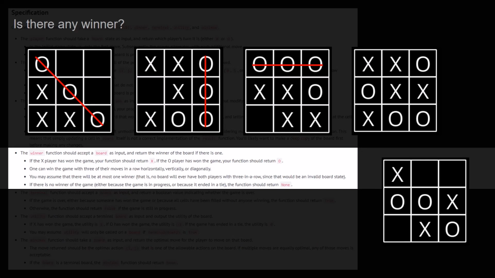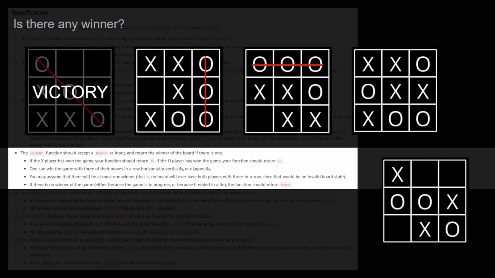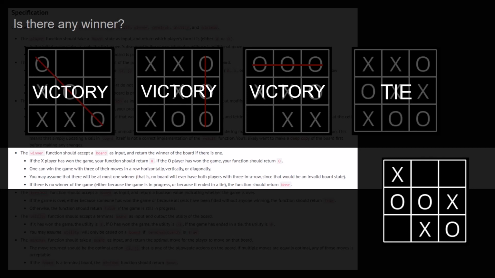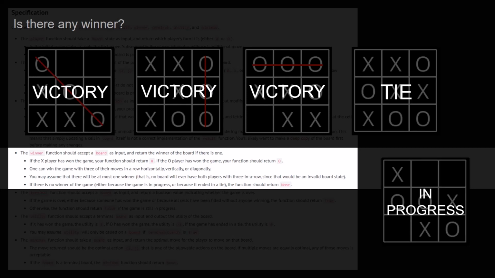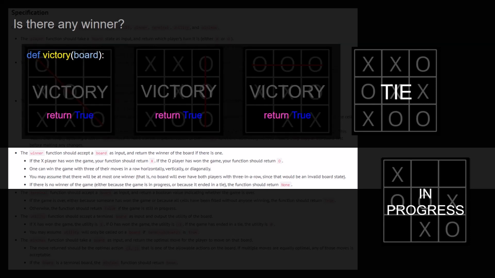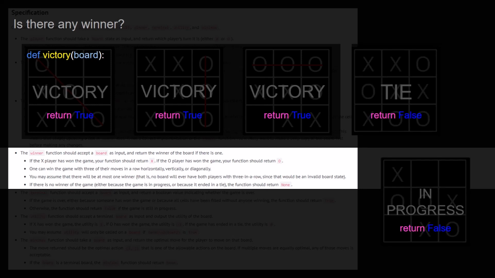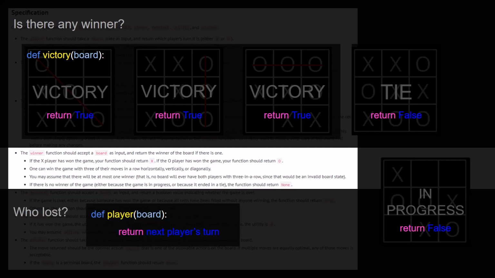Then we have the winner function, so we must identify all the possible states on the board. We have 3 victory conditions: diagonal, vertical, horizontal. We also have a possible tie, and the game in progress. To identify the victory state, we created a new function to return true whenever the victory is achieved. Otherwise, it will return false. And to identify the player who won, we use the player function, which returns the next player's turn, and we just take the opposite of that.